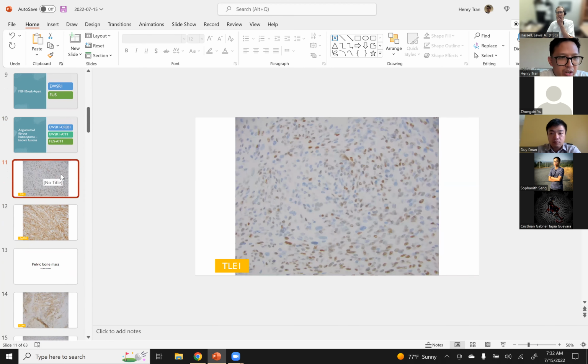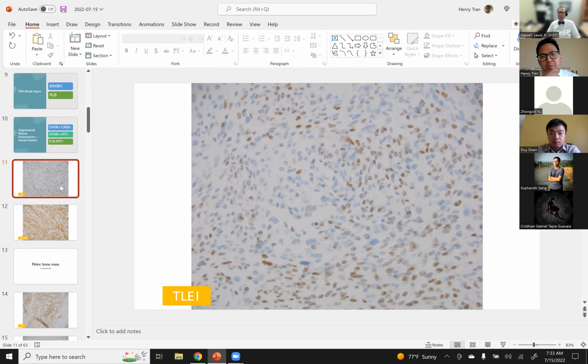Interestingly, we also did some other IHC stains. TLE1, which is transducin-like enhancer of split 1, is a common marker that we use to diagnose synovial sarcoma. But some studies have shown that this marker can be positive in AFH. And in this case, there are some focal areas where you can see 50% of the tumor cells positive. So this is one example.